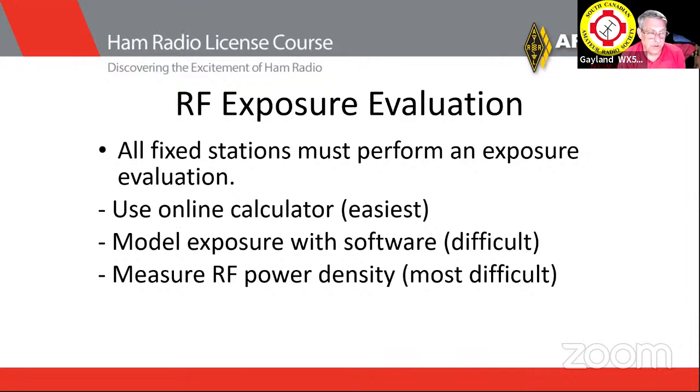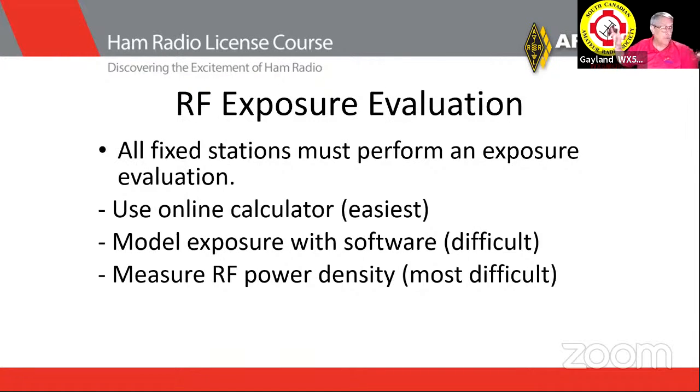Easiest way to do that is you can find online things. You can model it with software. You can measure your power density. The short version is take a look at what you have in your shack or wherever you're at and go, okay, what's going to get me? Again, I've got an HF rig to my right. I have an HF and a 2 meter, 70 centimeter to my left, and I've got my regular 2 meter there. How much exposure do I have?